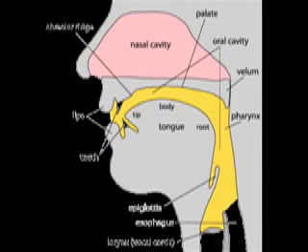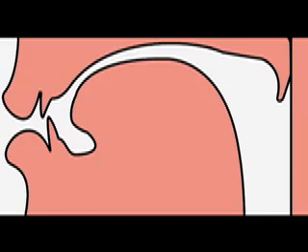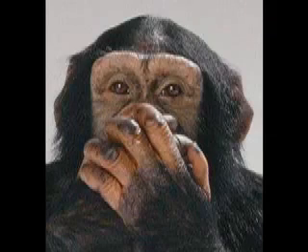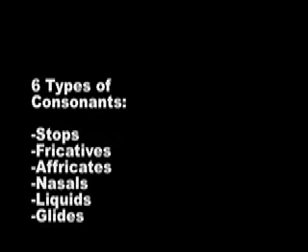Consonant sounds are formed when the air is constricted as it moves through the vocal cords towards the lips. Just as with vowels, consonants differ depending on the location and manner in which they are produced in the mouth. Consonants can be voiced or unvoiced. There are 6 types of consonants: stops, fricatives, affricates, nasals, liquids, and glides.